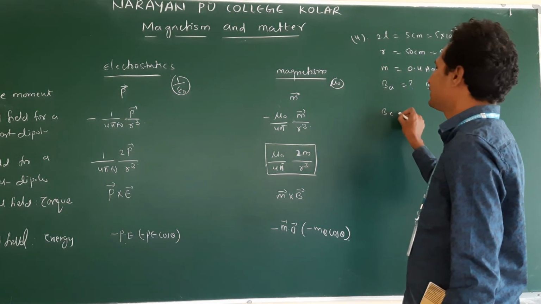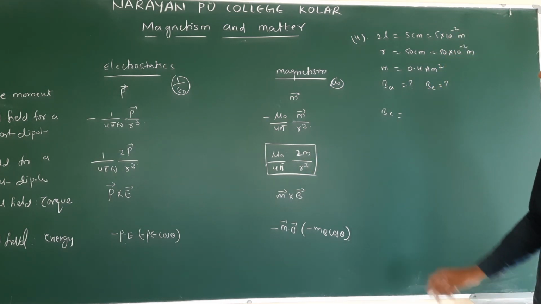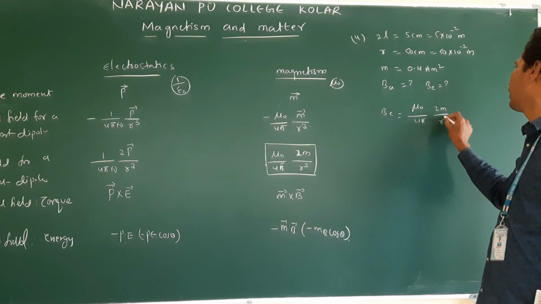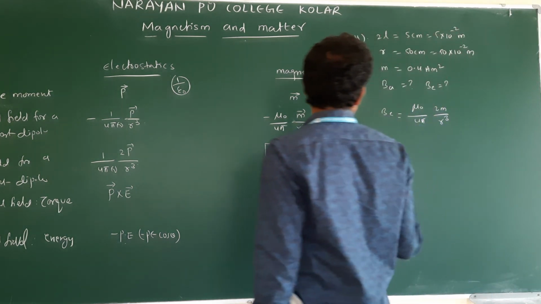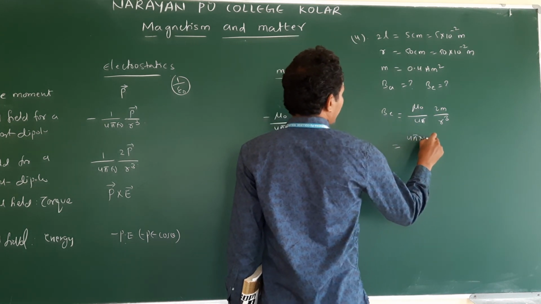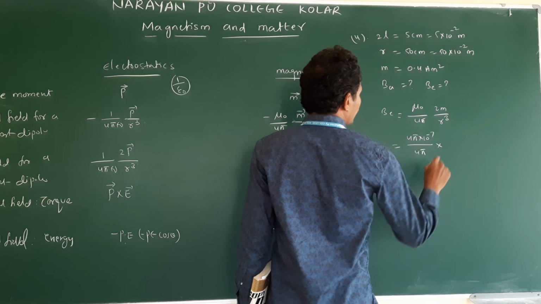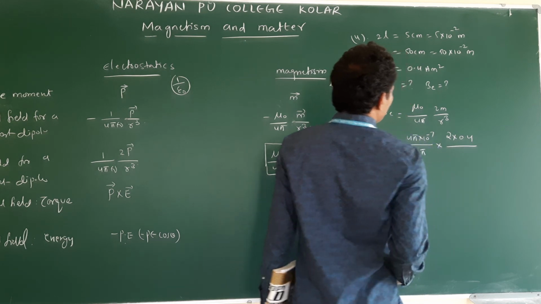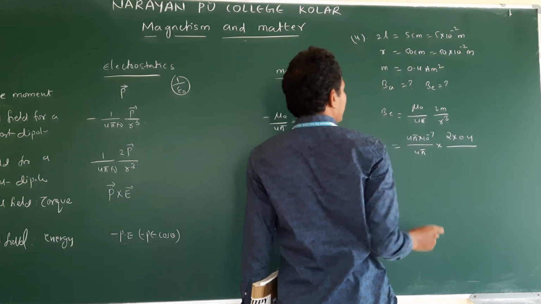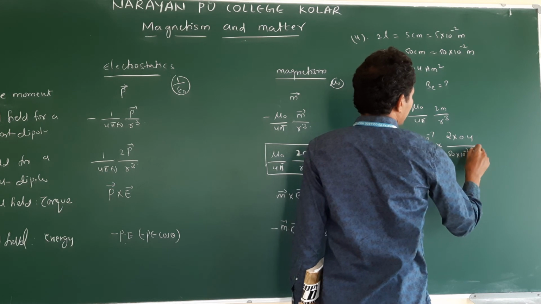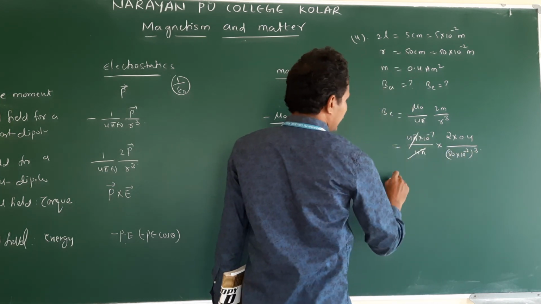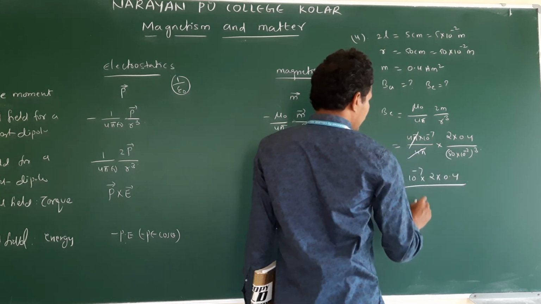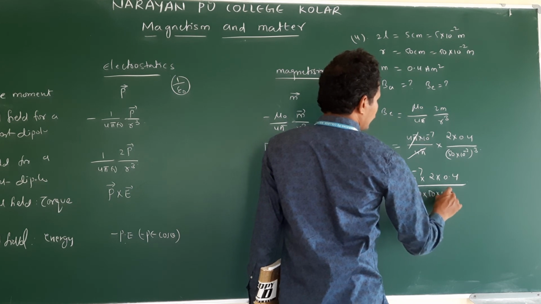B on the axial line formula is this one. Clear? So mu naught by 4 pi, 2m by r cube. The mu naught value is already known: 4 pi into 10 power minus 7, by 4 pi, into 2. The m value is the magnetic moment, 0.4, by the distance given, 50 centimeter, 50 into 10 power minus 2. Pi cancels: 10 power minus 7 into 2 into 0.4 by 50 into 50 into 50 into 10 power minus 6.